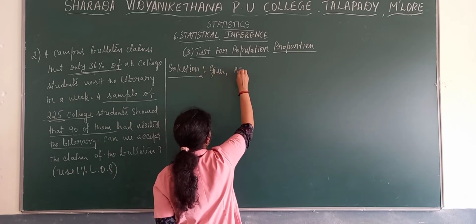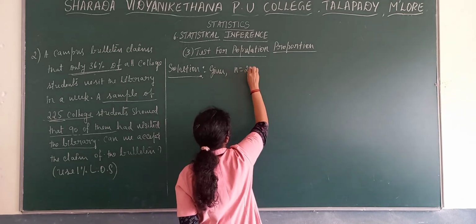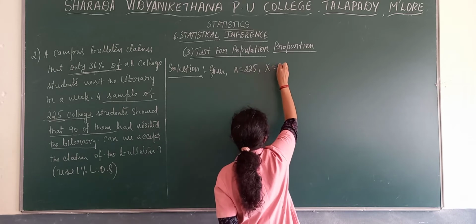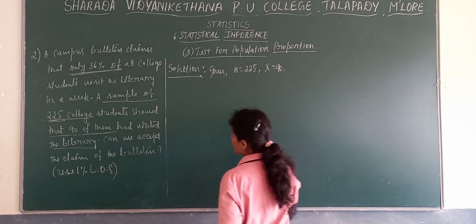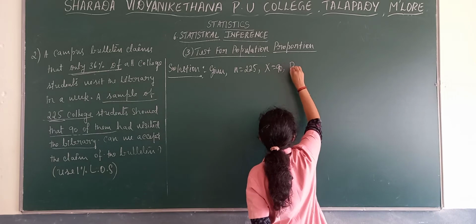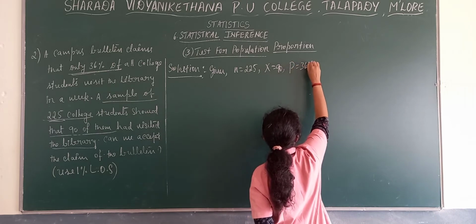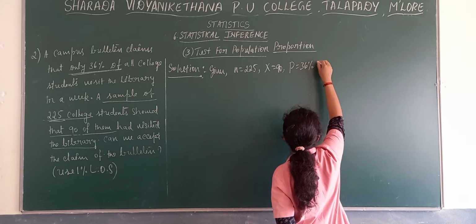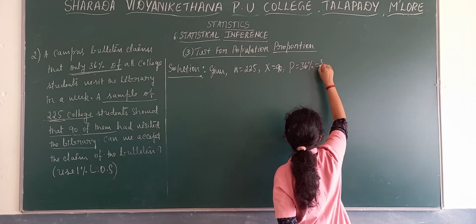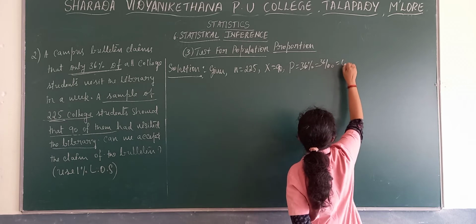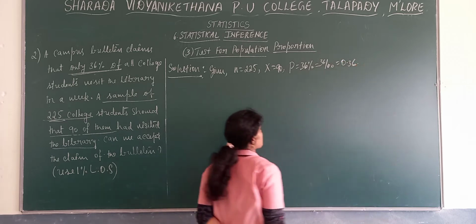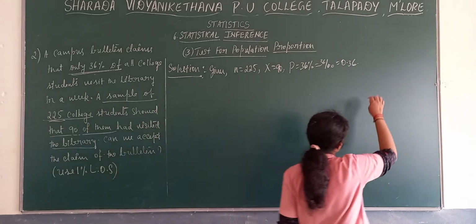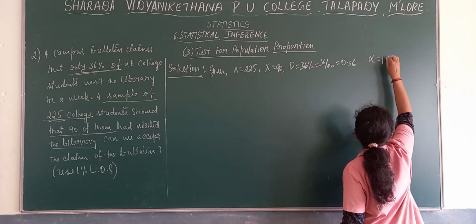That is n is equal to 225 and x is equal to 90, then p is equal to 36%. So if we convert into proportion, that is 36 by 100, 0.36. P is 0.36 and the level of significance is 1%.